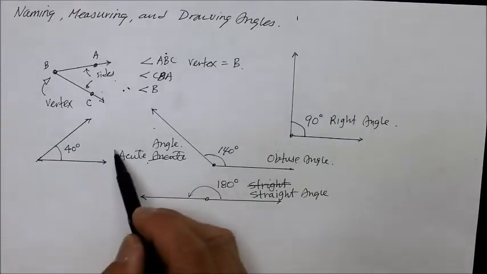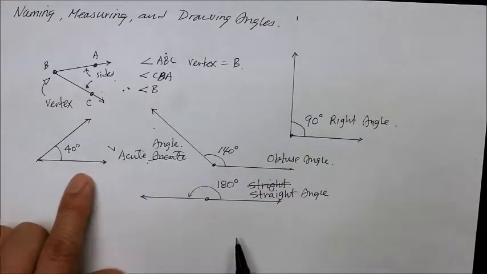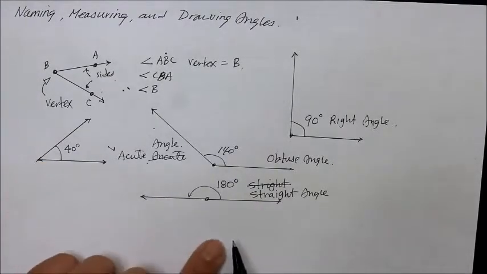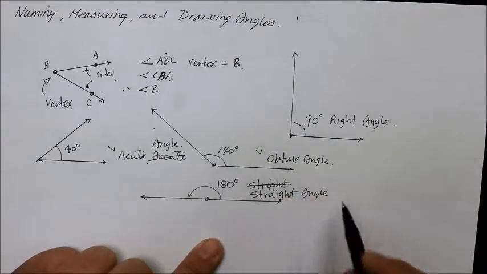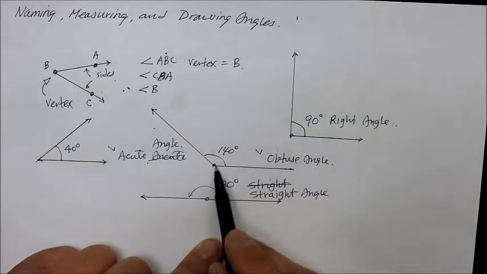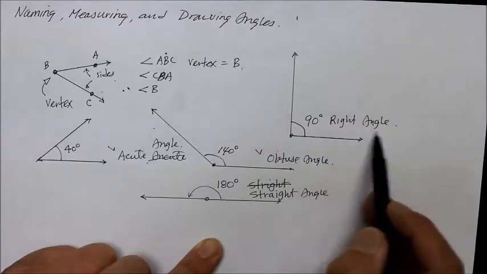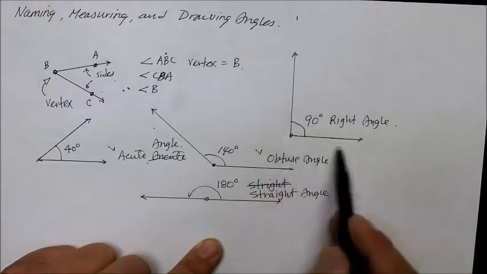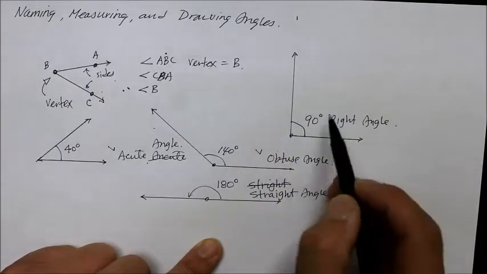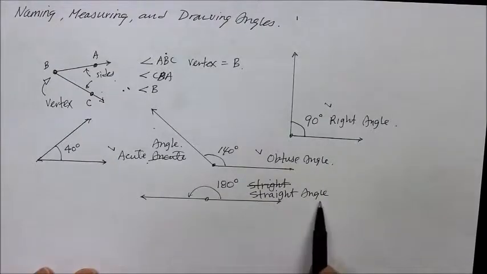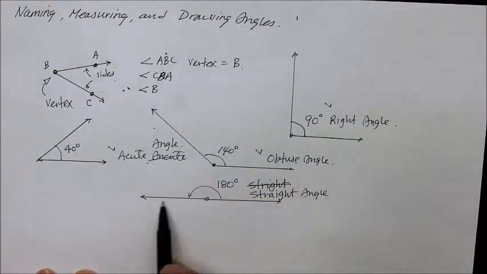Okay? So we have an acute angle at less than 90. An obtuse angle at greater than 90. We have a right angle when it's exactly 90. And we have a straight angle when it's exactly 180.